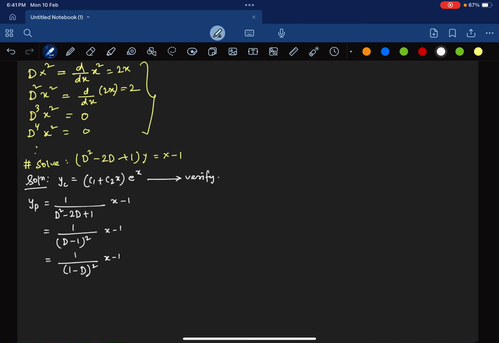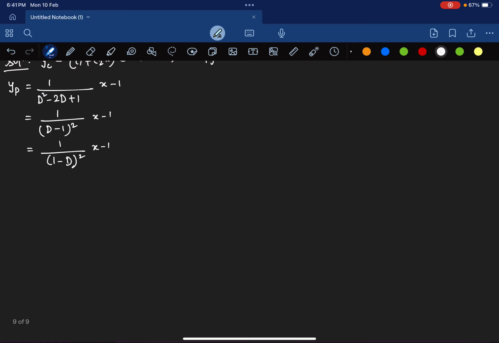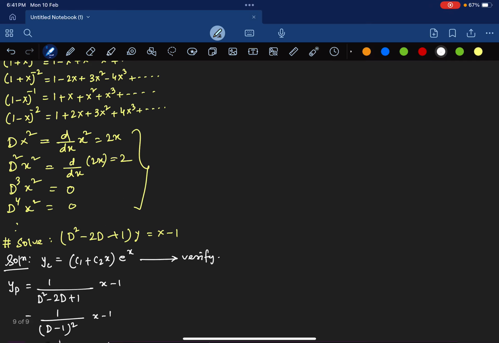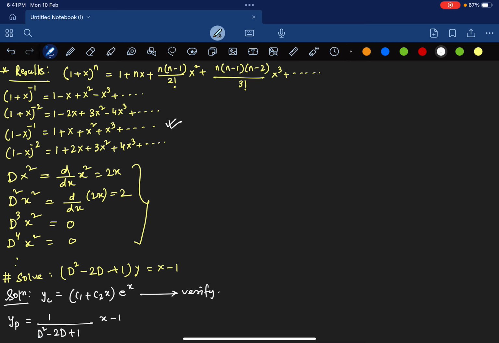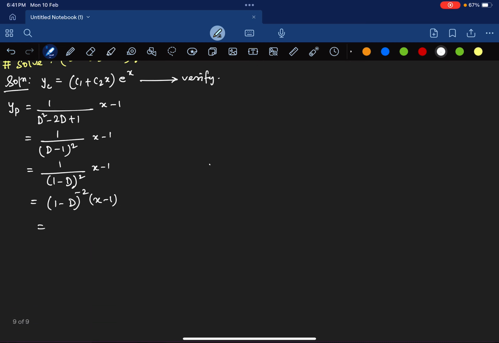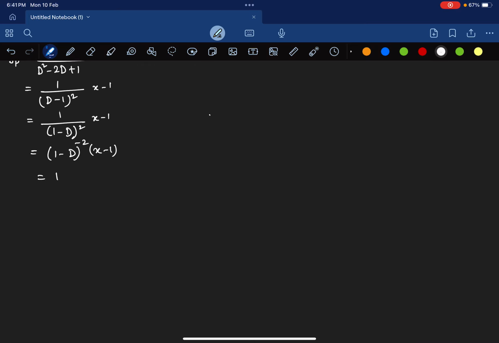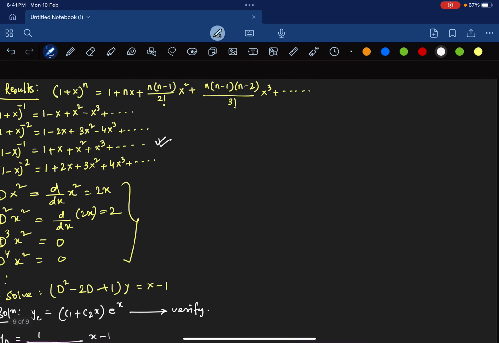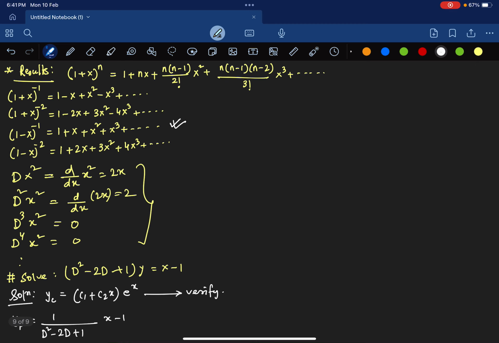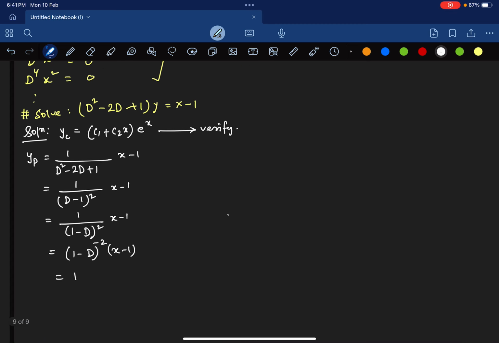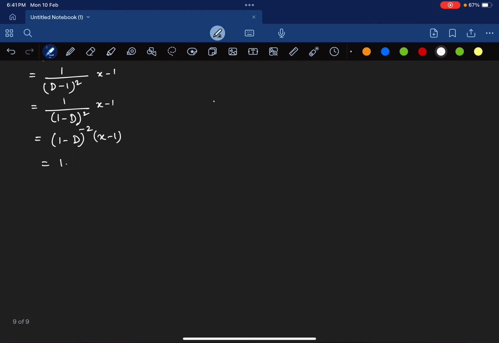See, what you have, 1 minus phi of D, where phi of D means D here. So immediately what you have, (1 minus D) whole power minus 2 of x minus 1. So here for 1 minus D, you can apply the formula, 1 minus x whole power minus 1. See, this is not exactly the third formula, this is the fourth formula, (1 minus D) whole power minus 2. This fourth formula you can apply.